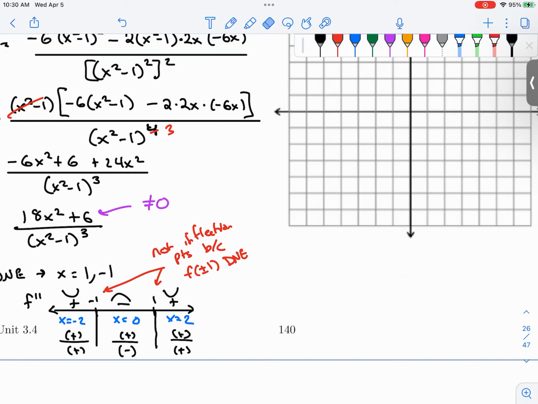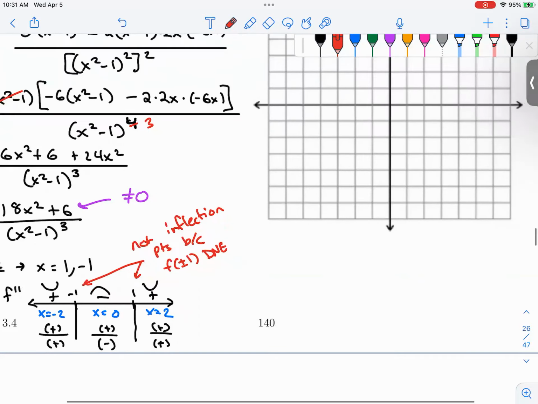I lost my train of thought. Happens to me all the time. If you remember it, let me know. Oh, wait, yeah. What does it say? Not inflection points, because f of plus or minus 1 does not exist. Okay. Not inflection, and that's fair. That's hard to read. Not inflection. It's not much better, but.